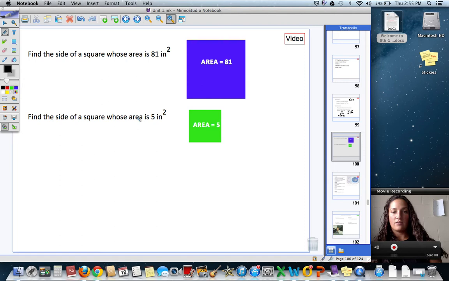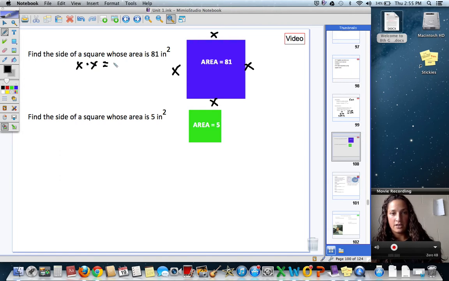So, in a lot of problems, you'll find things like this. Find the side of a square whose area is 81 inches squared. So if this is my square, each square has a side x, right? And since it's a square, they're all the same side. The area of a square is base times height, or side times side. And here, in this case, it's side times side.